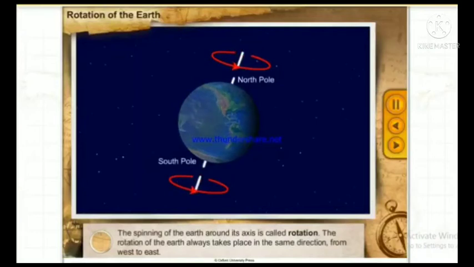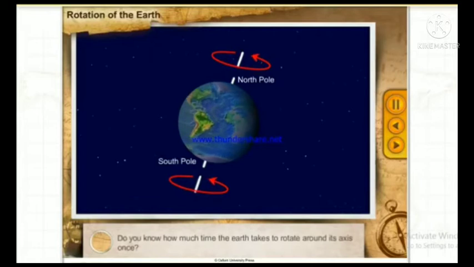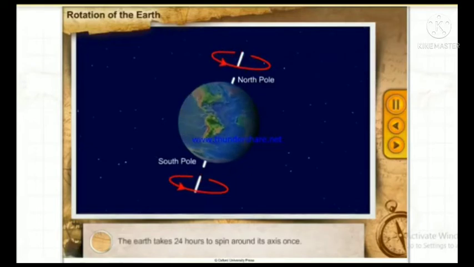The spinning of the Earth around its axis is called rotation. The rotation of the Earth always takes place in the same direction, from west to east. Do you know how much time the Earth takes to rotate around its axis once? The Earth takes 24 hours to spin around its axis once.